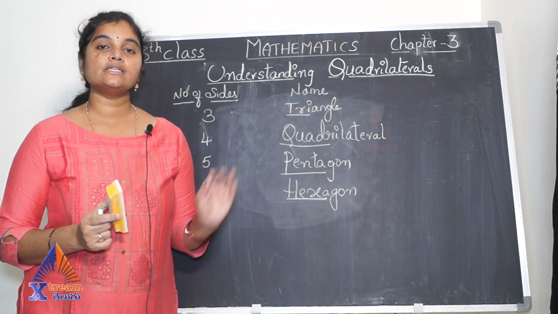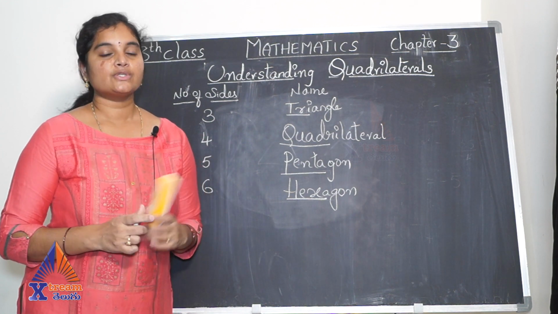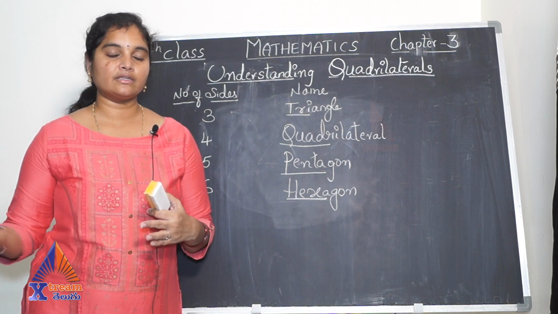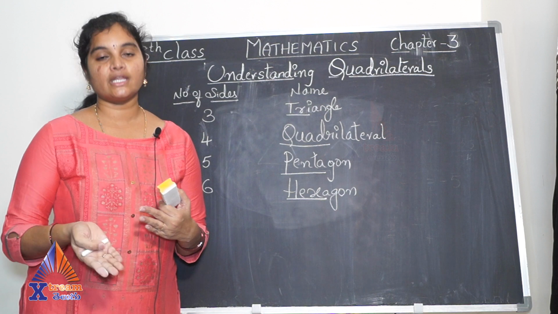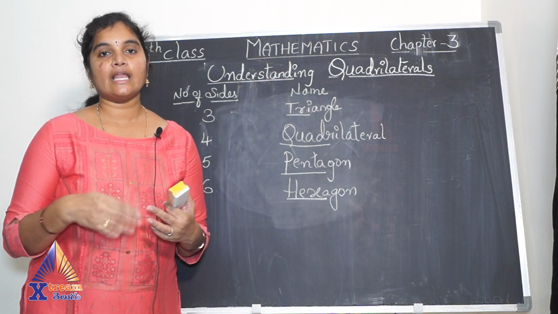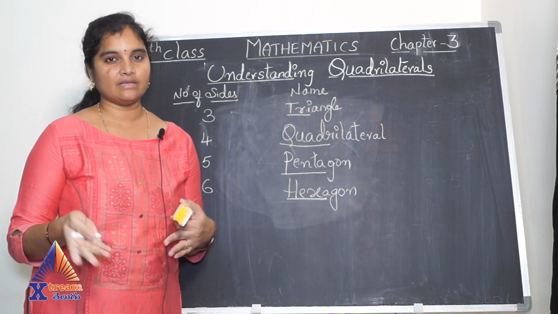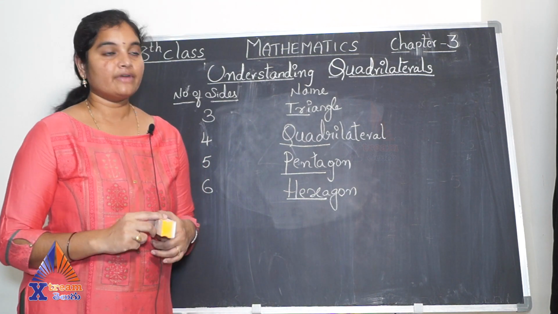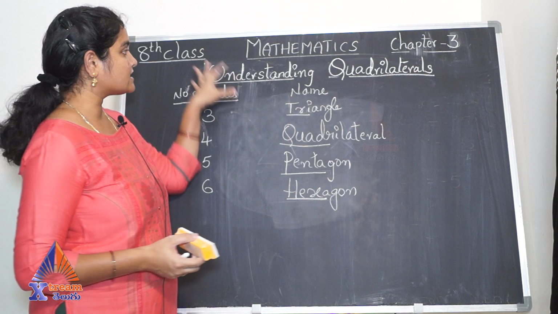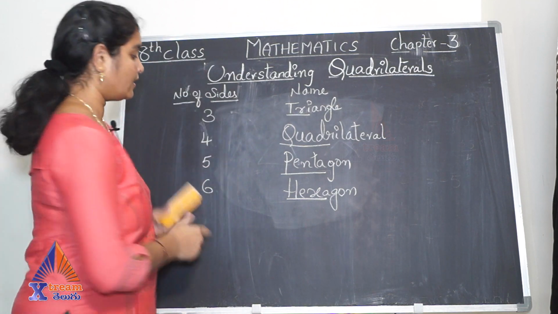Deca is 10. Similarly, for 11, 12, 13 and so on, you can find the names on the internet. I'm giving you the basic information, right? So all these are called polygons.